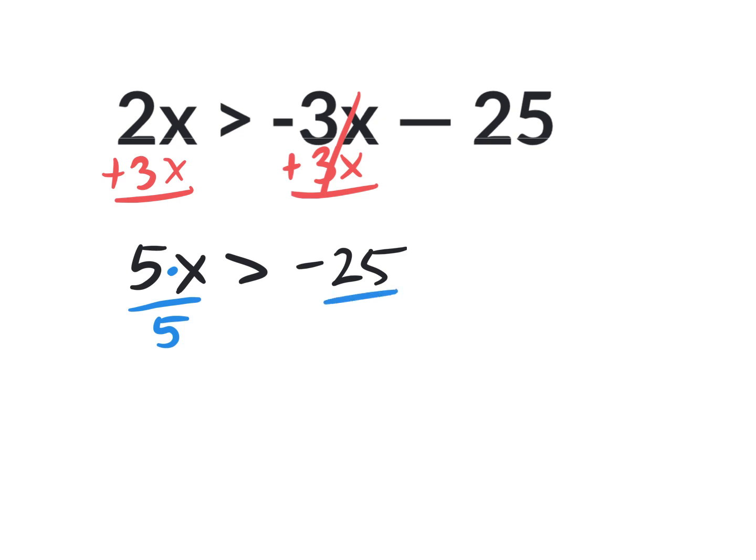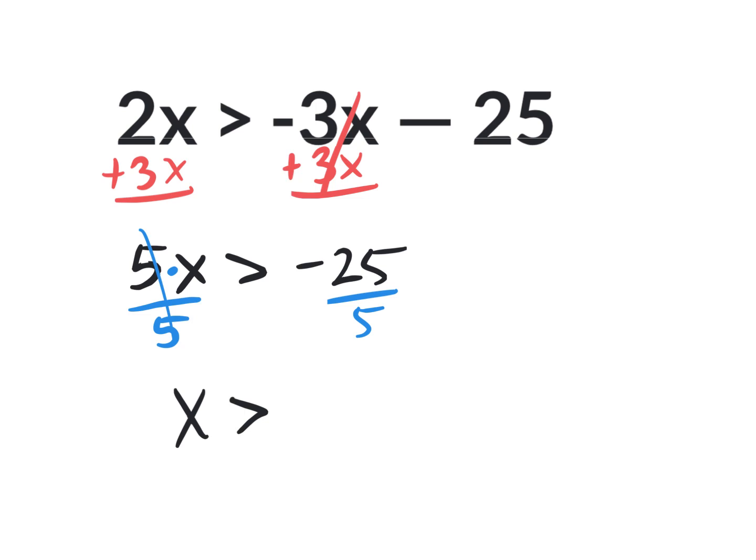And what I do to one side, I do to the other side. Divide by 5. That cancels out. My answer is x. Now the question is, do I keep that symbol or do I flip that symbol? Keep it. Now why keep it? Because the only time you flip it is if you multiply or divide by a negative.